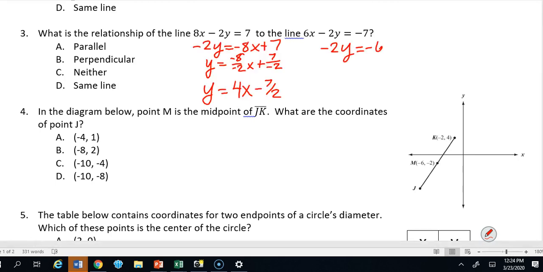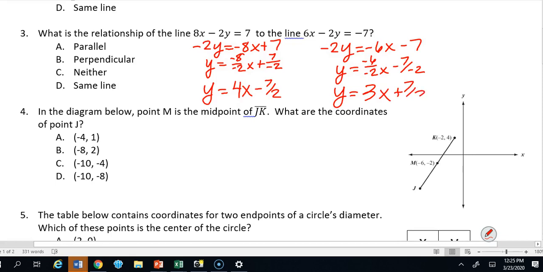So going to divide everything by negative 2. Simplify this one. Negative divided by a negative is a positive. Again, negative by a negative is a positive. So this time, notice, I don't see any relationship between those slopes. So this is again going to be neither.